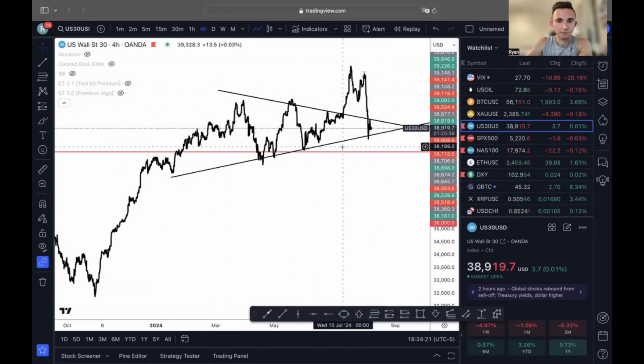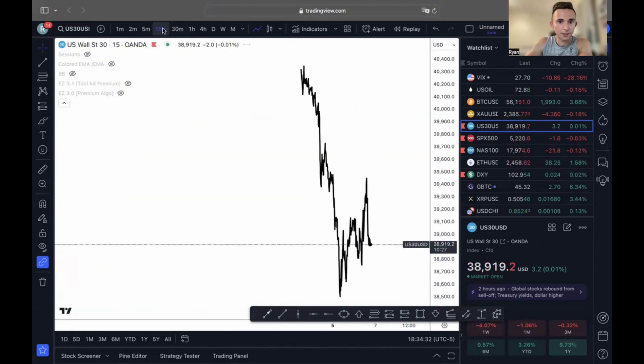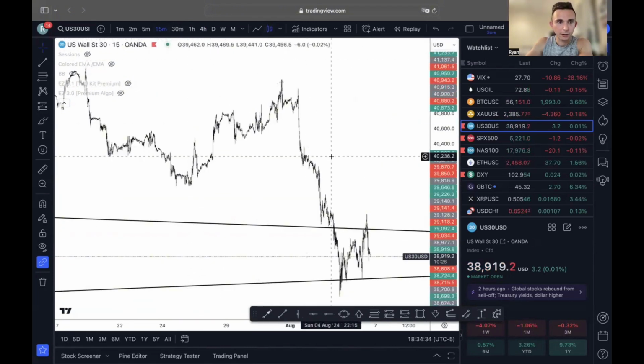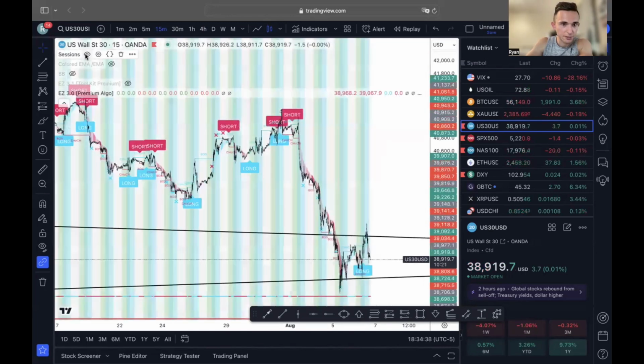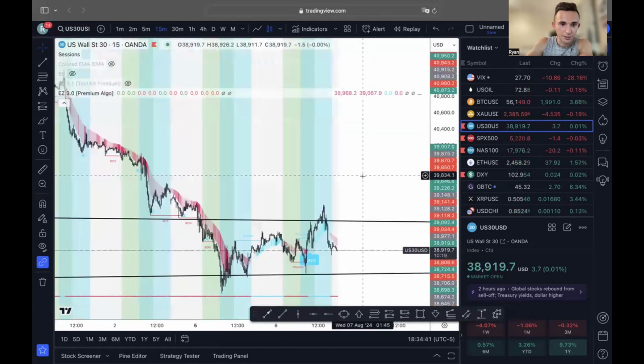What I like to do is get that bias, put some bigger support areas that I've found with some bigger trend lines here. And then I like to jump into the 15-minute chart. I'm going to go back to the bar chart here, and I'm going to turn on the Easy Trend indicator. I use the sessions tool, which gives me the sessions.